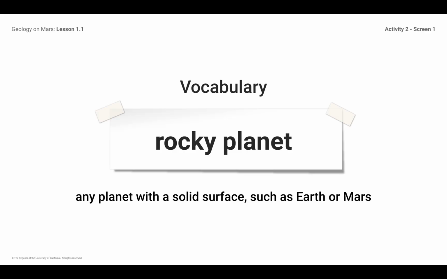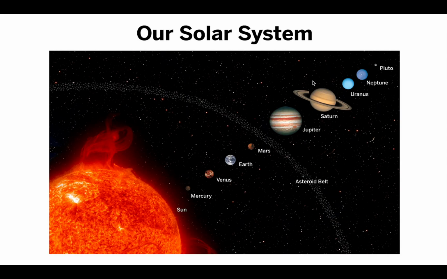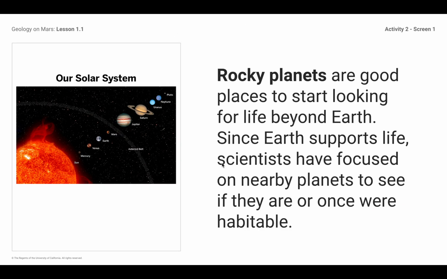We're looking at rocky planets, which, as you know, are any planet with a solid surface, such as Earth or Mars. We talked about how the 4 rocky planets are here. So here's Earth. We're not looking at the gas planets because they don't share any characteristics with Earth. We're looking at these 4 here, or these 3, I guess, because they share the most characteristics with Earth.